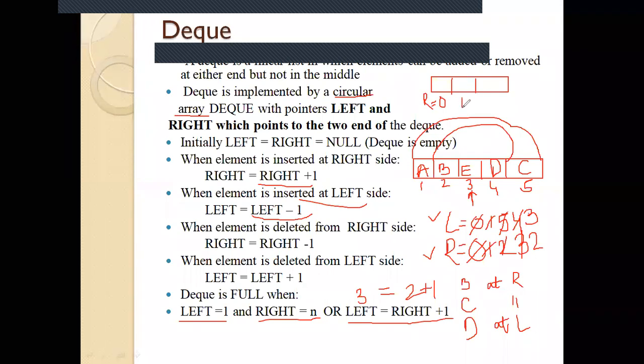Right is 0 and left is 0. I'm going to insert at the right end, suppose, or at any end. This is the first element, so I'm inserting over here. Both right and left would become 1, 1.